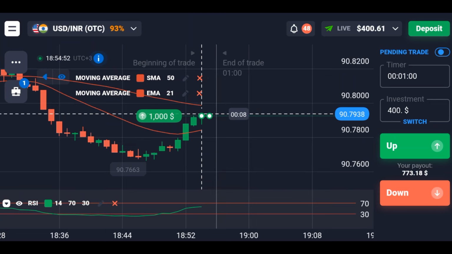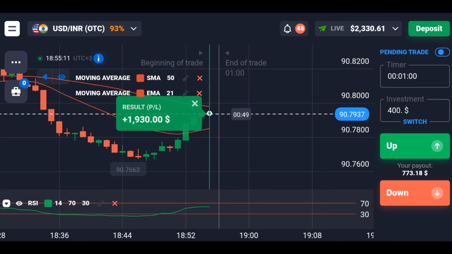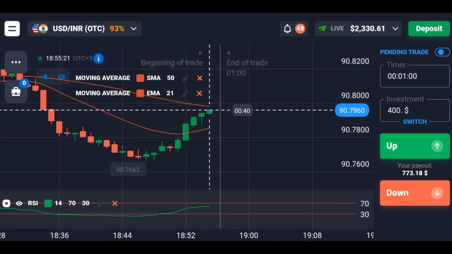10 seconds left. 5 seconds. 4, 3, 2, 1. That trade has already closed, and it has closed in profit. So let's look at what we've made. We've made $930, and our new account balance is $2,330.